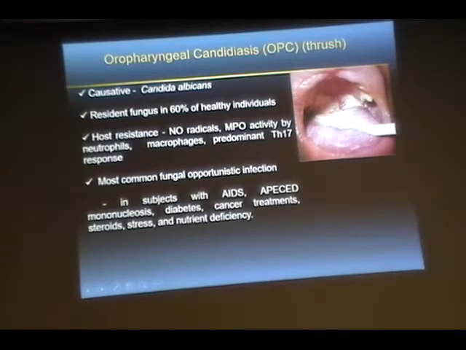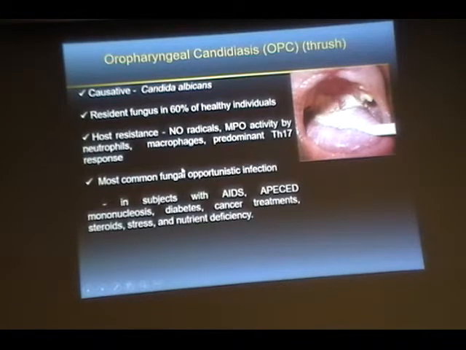So the most common causative agent for thrush is Candida albicans, and it's a resident fungus in 60% of healthy individuals. In one line, host resistance is mediated by nitric oxide radicals and myeloperoxidase activity by neutrophils. And macrophages can also phagocytose these fungi, and the adaptive immune response is mediated by a predominant Th17 response. Okay, so it's the most common fungal opportunistic infection.